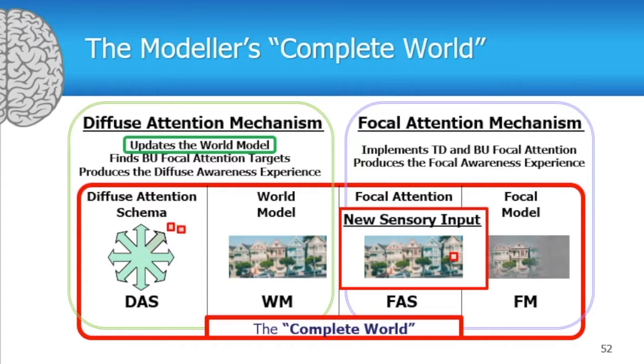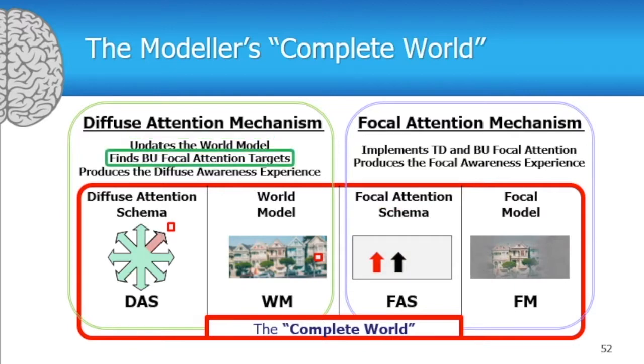Next, the diffuse attention mechanism will update the world model with a copy of the new or changed object found in the new sensory information. So at this point, we switch from updating the world model mode to finding bottom-up focal attention targets mode. This diffuse attention schema arrow location will remain activated since this is now a location where we might find a bottom-up focal attention target. If this object does not meet the requirements for being a new bottom-up focal attention target, then the activated arrow would just be deactivated. However, if the object does meet the requirements, then the activated arrow will be added to the focal attention schema, and the flashing red square will be added to the focal model.